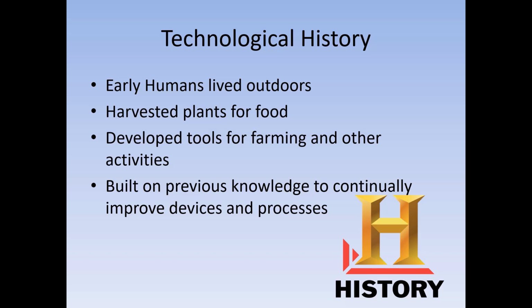We developed tools for farming, as we got better with technology and creating different things for our needs and our wants. We got better creating things to be able to do things. We got better creating tools to farm and building things for our houses and building things for planes and building things to explore the earth, or satellites that explore the universe. We built off of previous knowledge to continually improve devices and processes.